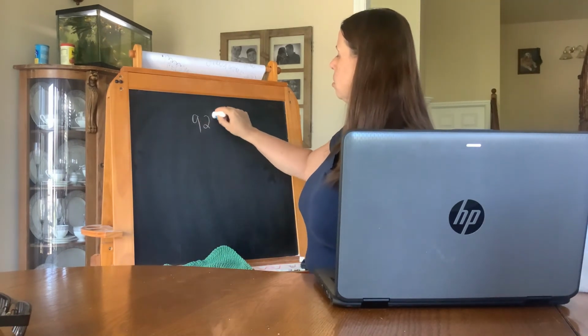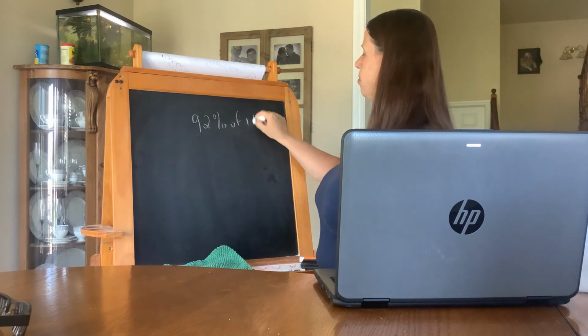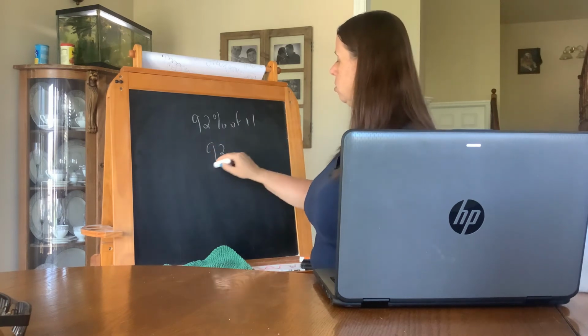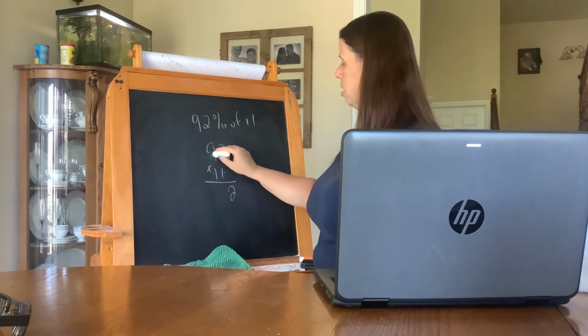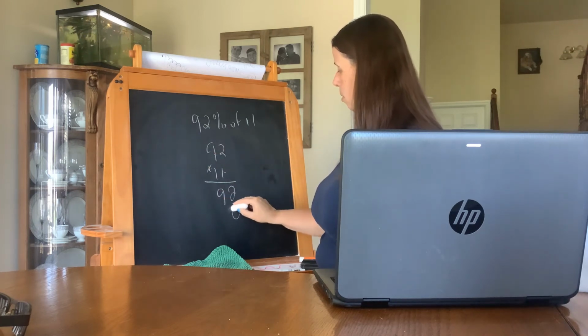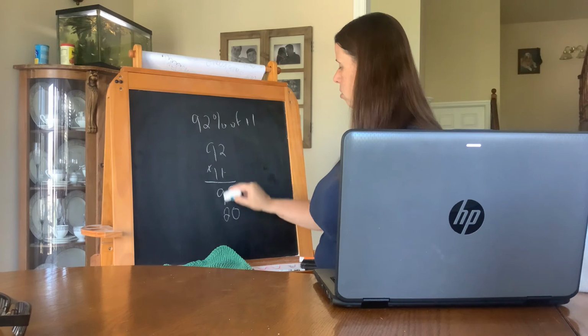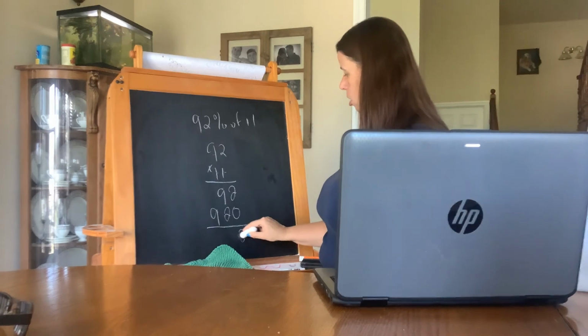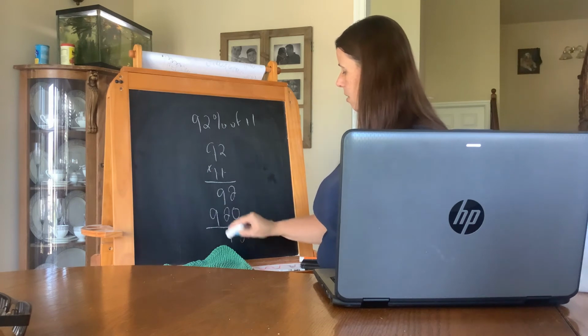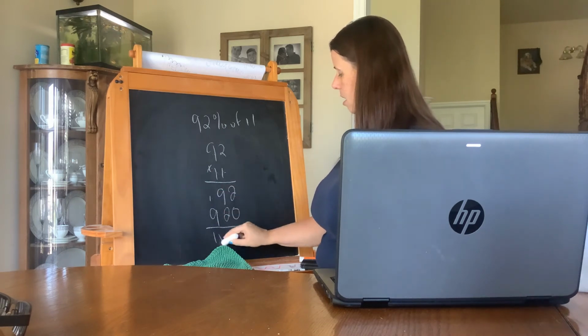92% of 11. Okay, 92 times 11. 1 times 2, 2. 1 times 9, 9. Skip over. 1 times 2, 2. 1 times 9, 9. Add them up. 2 and nothing, 2. 2 and 9, 11, carry the 1. 9 and 1 is 10.